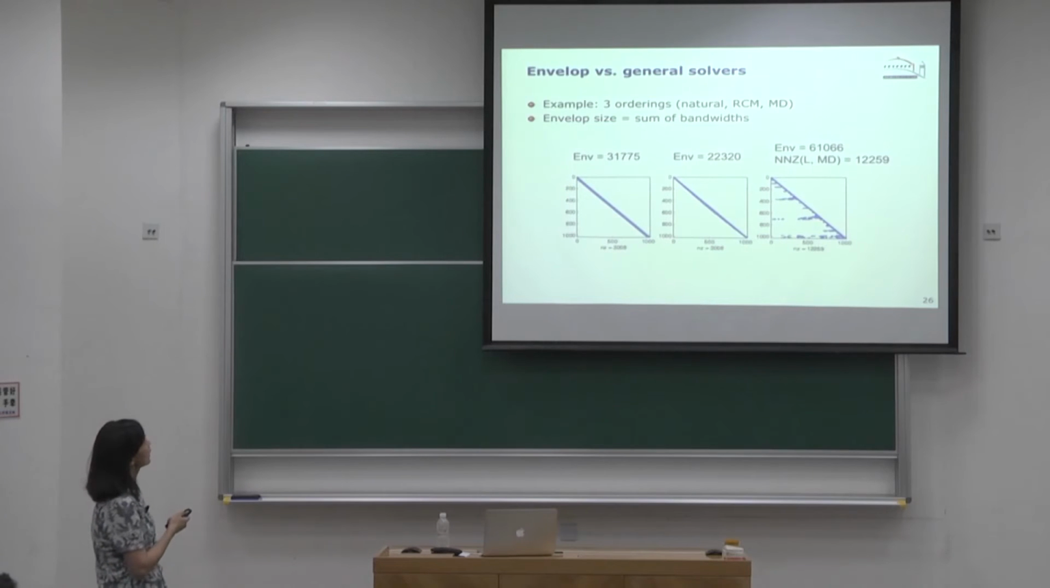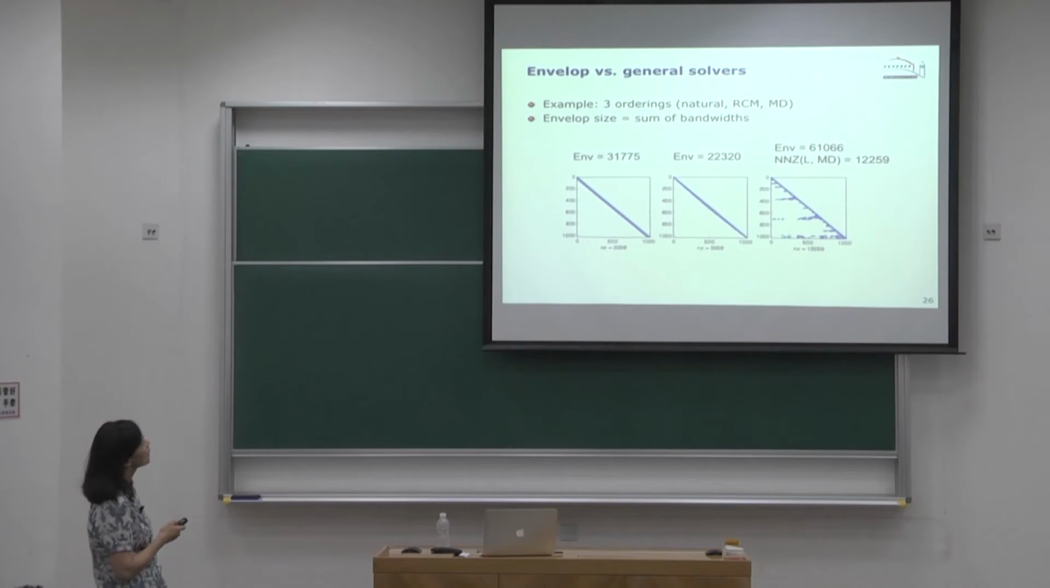With natural ordering, you get this envelope. After I run the RCM ordering, the envelope is reduced, so it's better if you are using an envelope solver. But for the minimum degree, of course, the envelope is much bigger, because with minimum degree the first non-zero is very small, so all of these have to be kept in your envelope. So for minimum degree, the envelope is actually very big.